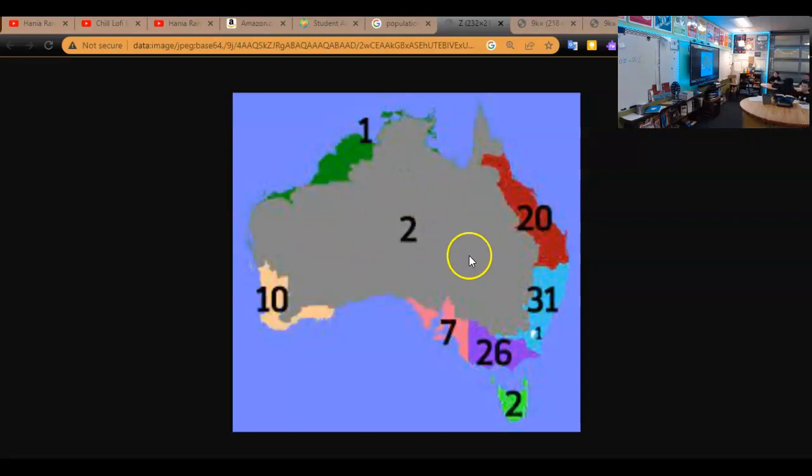Only 2% live out here in the desert area. Most of them, over 50%, live right over here in the big coastal areas. Like Sydney is somewhere over here, I think in the light blue area. That might specifically be Sydney. I'm not 100% sure. I looked these up real quick.